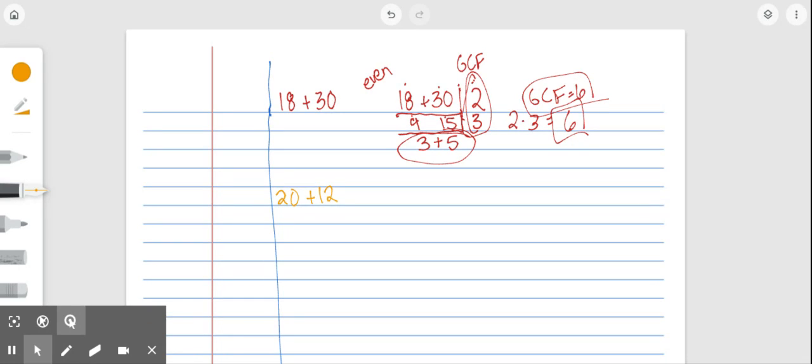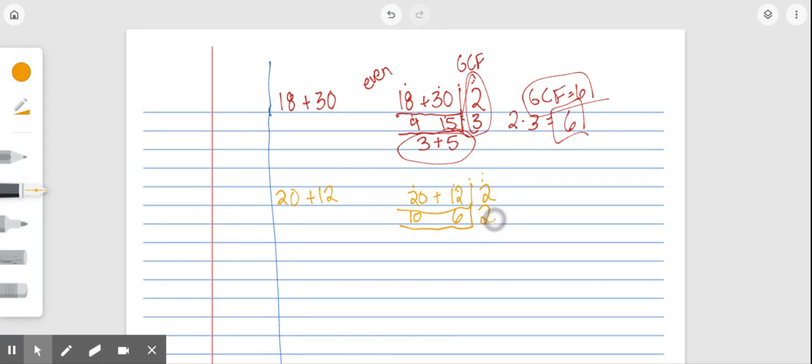Okay, so let's try 20 plus 12. Again, I'm just going to write it just the same as I have been doing. I'm going to think, okay, what number divides 20 that also divides 12? 2 divides 20 and 12 because they're both even again. So then I do 12 divided by 2, which is 6, and 20 divided by 2, which is 10. Okay. And then I look at 10 and 6 and I say, okay, do they have any common factors? Yeah, 10 and 6 are also even numbers, so they can be divided by 2. So again, I go 6 divided by 2 is 3, and 10 divided by 2 is 5.